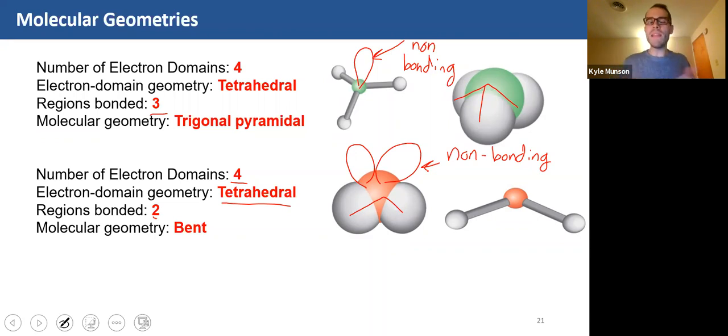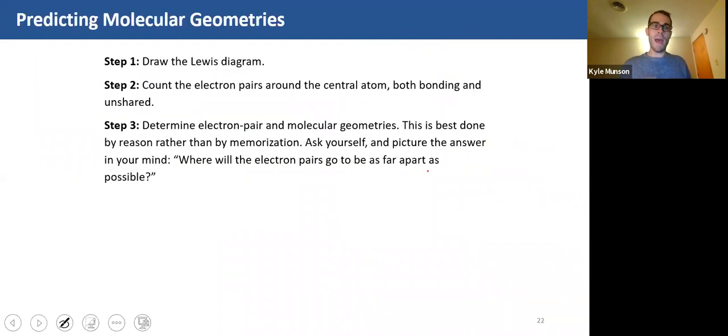So I hope at least that you're seeing that your electron domain geometry doesn't really change. If it's tetrahedral, it's going to be tetrahedral no matter how many regions are bonded. The shape of the electron domain geometry doesn't change. If you have 4 electron domains, it's always tetrahedral, but your molecular geometry can change, is what I'm trying to say here. So how do we predict these geometries?